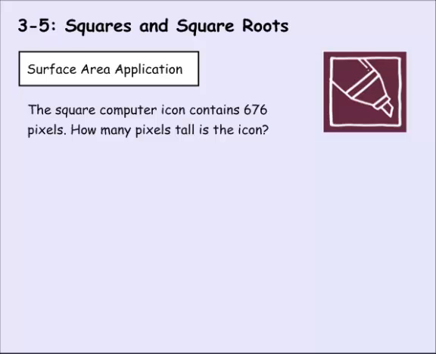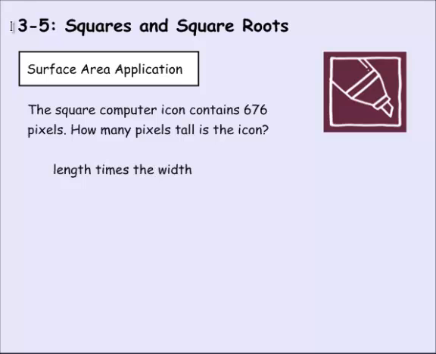Now we need a surface area application here. The square computer icon here contains 676 pixels. So how many pixels tall is the icon? Well, I know that the area of a square is the length times the width. But I know for a square, for example, if the length is 8, the side over here is also going to be 8, because the sides are the same length. So we could use this as a square root problem. What number times itself is going to give us an area of 676 pixels? What length times the width, which is the same, will give us that answer?